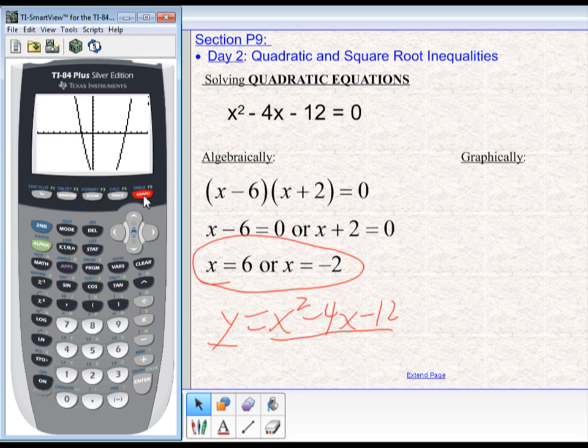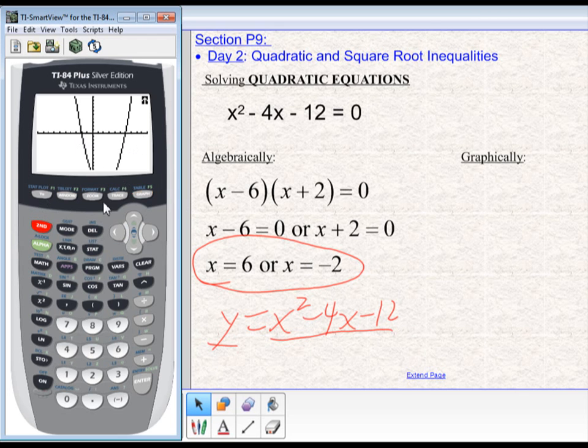I set it to the standard window. We'll see if that works for us, and you see we can actually see pretty nicely where this thing equals 0. It's right over here and right over here. And that's consistent with what we already knew, which is that x equals 6 and x equals negative 2 are the two zeros of this function. But if you hadn't done this algebraically and you wanted to confirm exactly where those zeros are, we can use the calculator to do that.